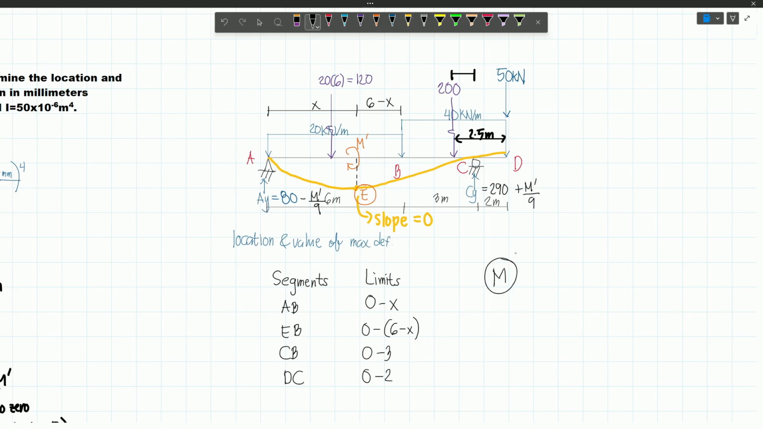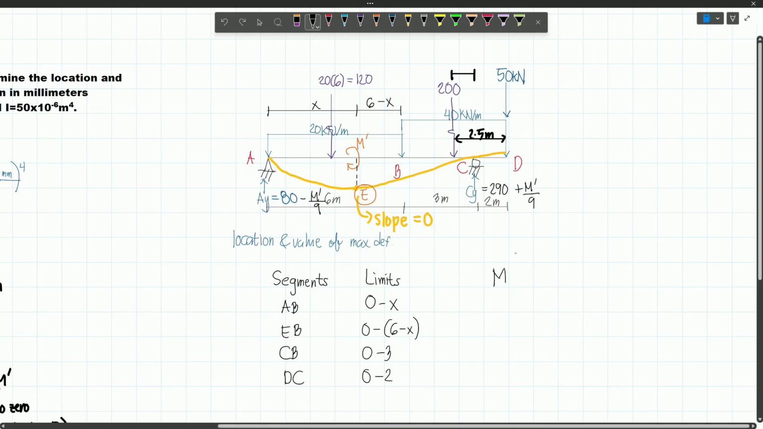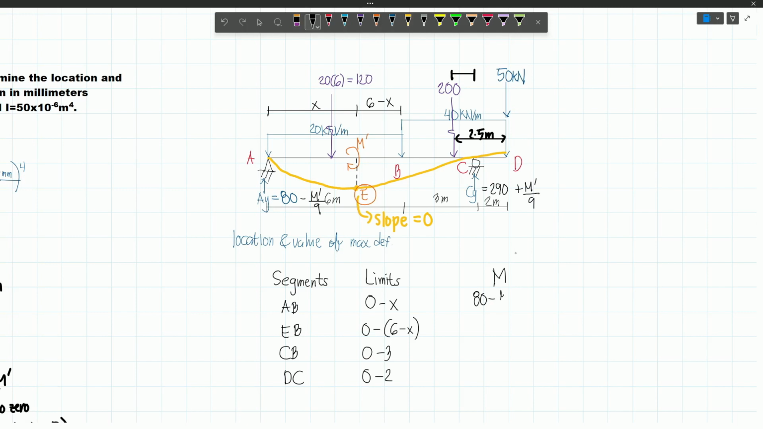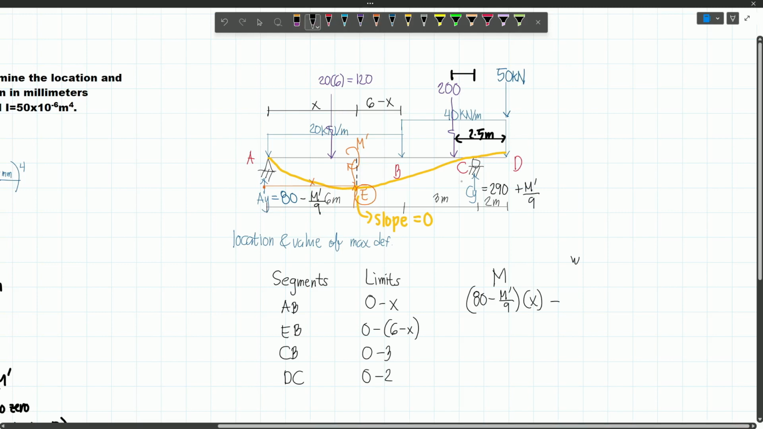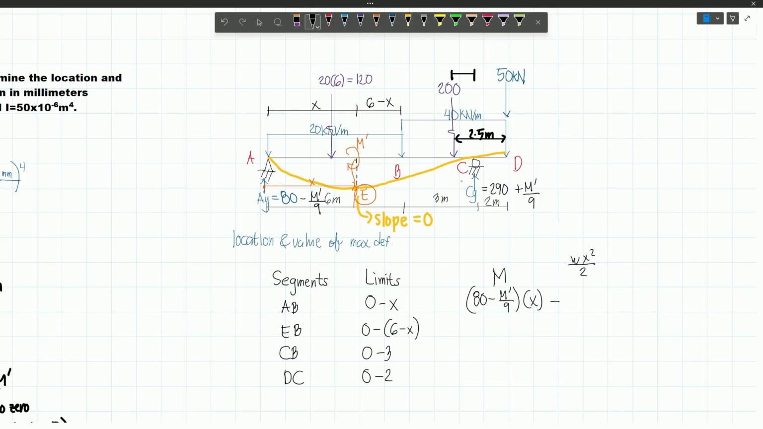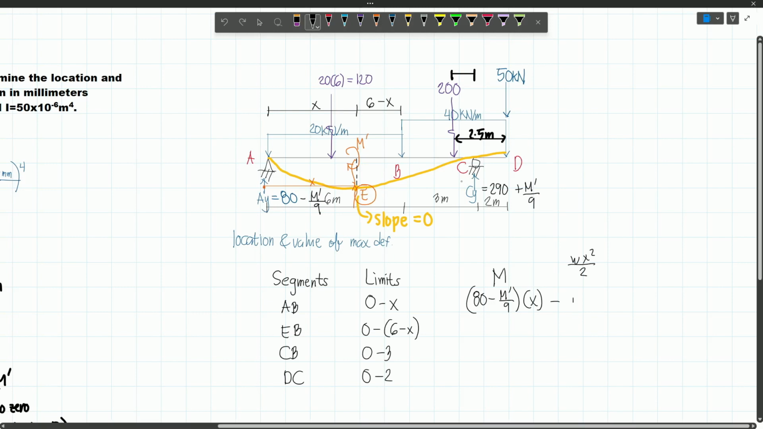Now forming our moment equation, considering M prime, we have for segment AB 80 minus M prime over 9 multiplied by the moment arm, which is x. Kasi again, ito yung origin natin. This is our origin, and then we will move up to this segment. So this will be our cut, and then this is our x. And then minus wx squared over 2, where our w is itong 20. And so this will be 10x squared.